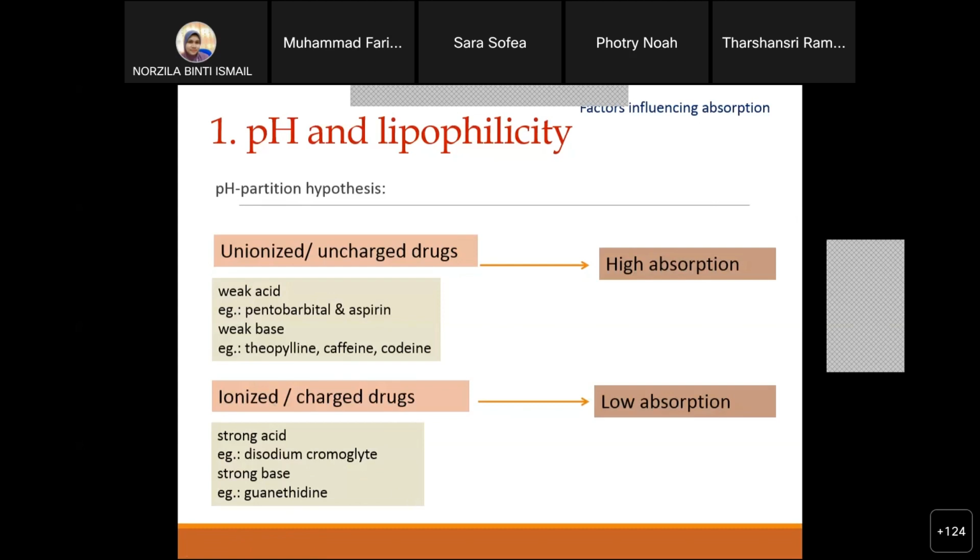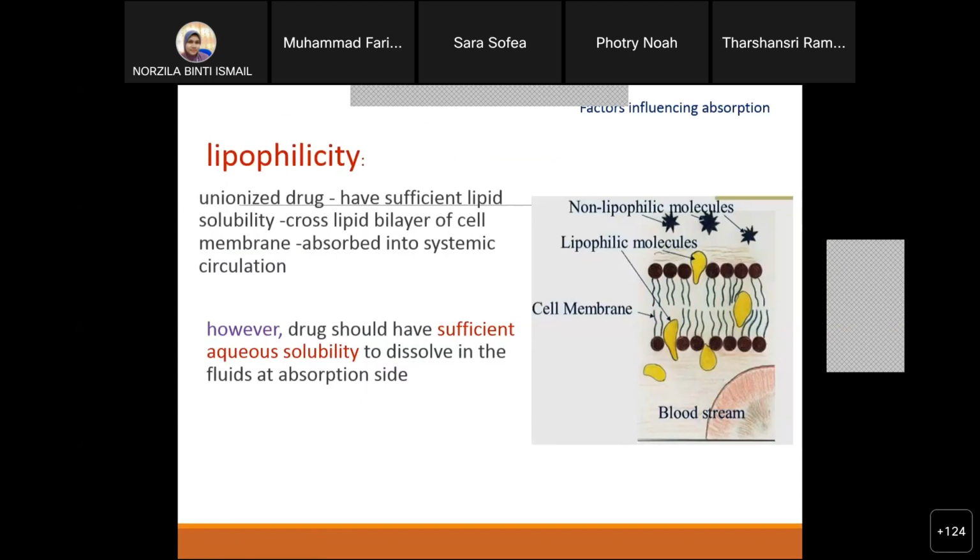Okay, lipophilicity. Lipophilicity of the drugs. Okay, unionized drug has sufficient lipid solubility so that it can cross the lipid bilayer of the cell membrane. So it can be absorbed into systemic circulation. However, the drug should have sufficient aqueous solubility or hydrophilicity, right? Sufficient or a bit of aqueous solubility to dissolve in the fluids at the absorption site.